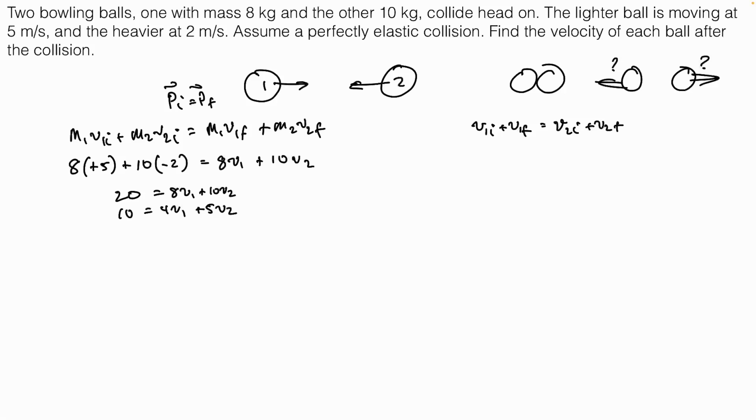Okay, over here. V1 initial. What is it? Not 5. Positive 5. Plus V1 final. What is it? It's just V1. Oh, sorry. V2 initial is what? -2. That's what I was trying to do. And then V2.